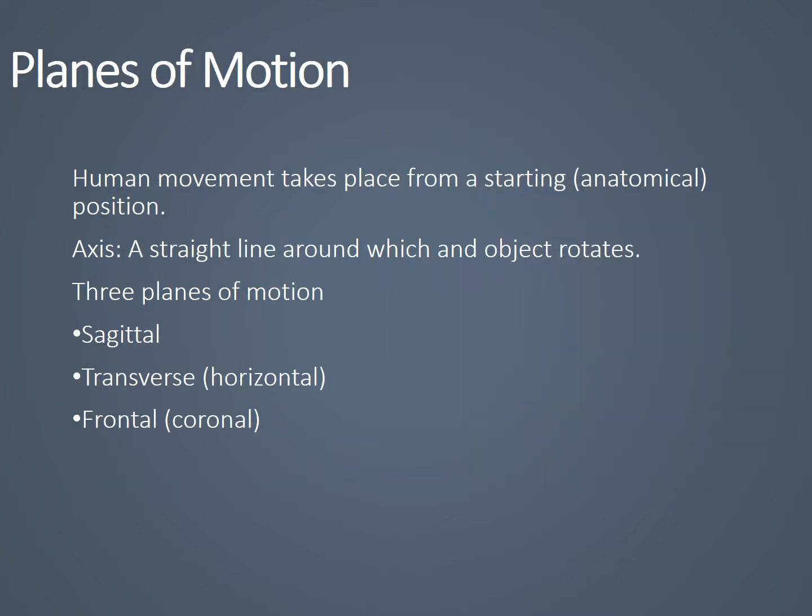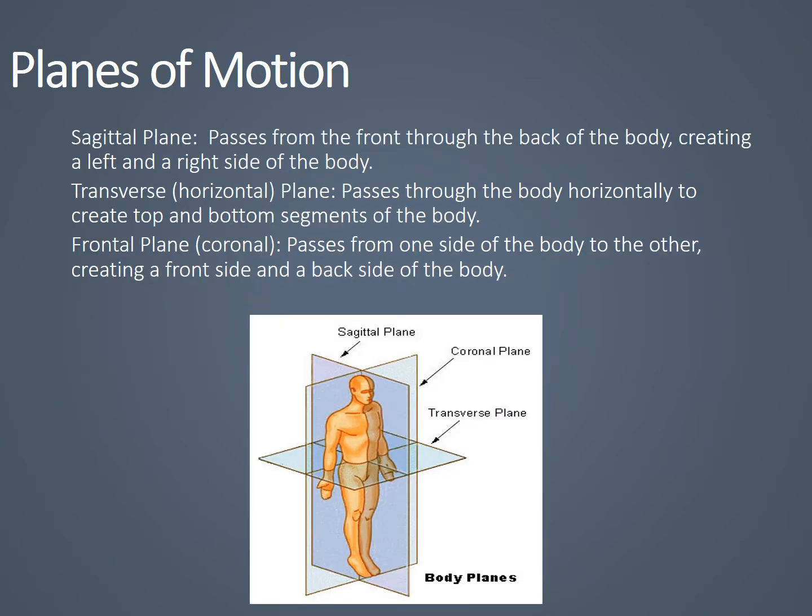When talking about human movement, it is imperative that you understand the basics of the planes of motion. Human movement takes place from a starting position. This is known as anatomical position. An axis is a straight line around which an object rotates. There are three planes of motion: sagittal, transverse, also known as horizontal, and frontal, also known as coronal.